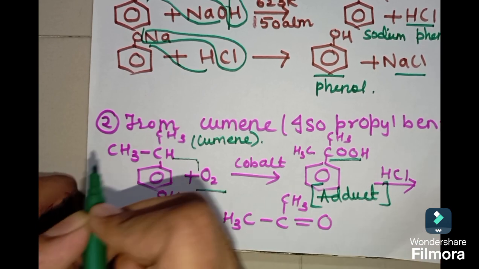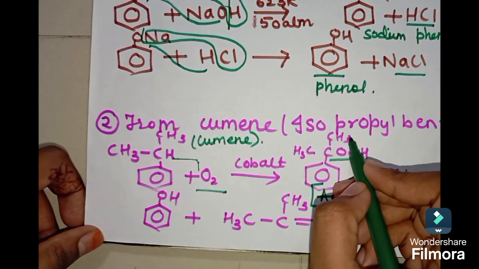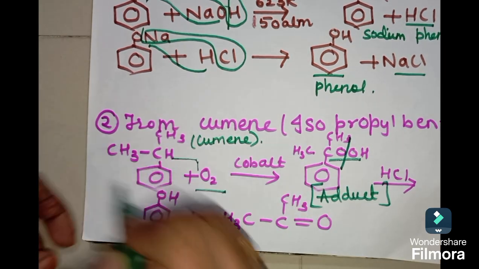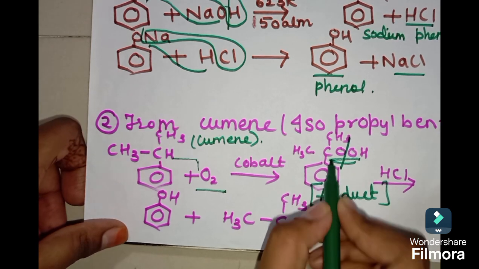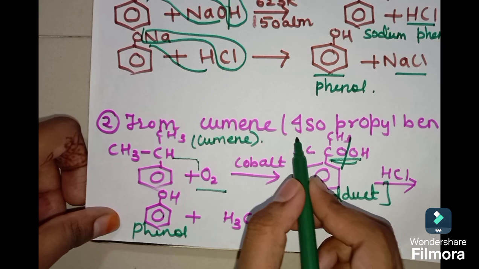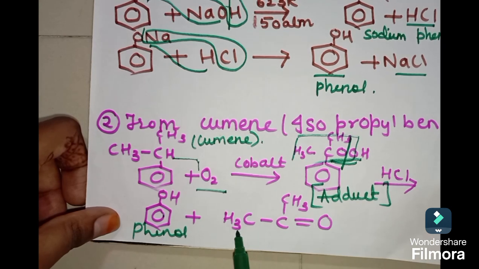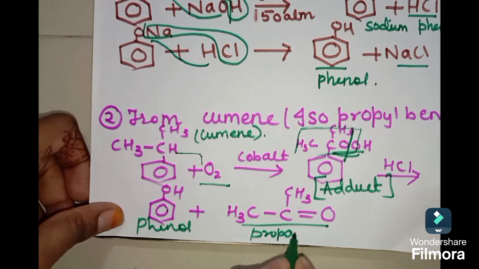So this adduct we have to treat with HCl. Now what will happen over here, students? The isopropyl group will break and this OH will remain over here forming phenol, and whatever the remaining part is, it will form a ketone group. So it will be propane 2-one.